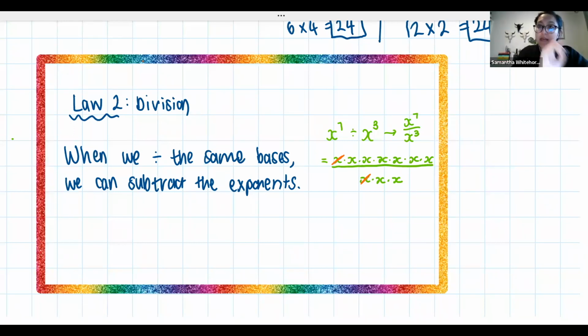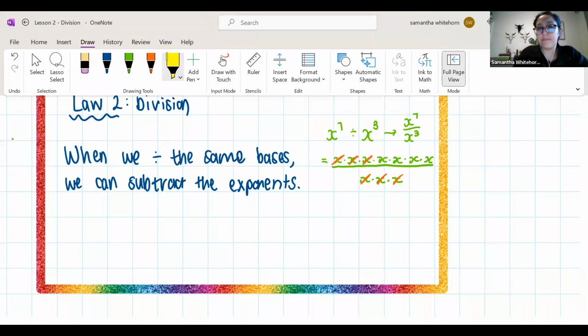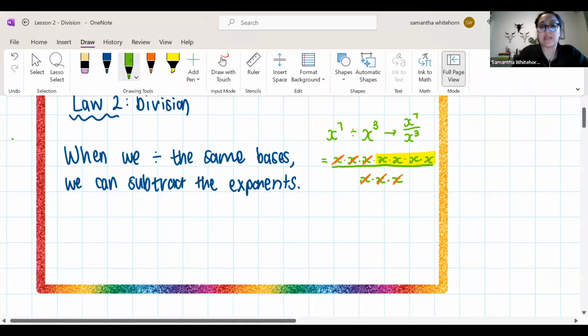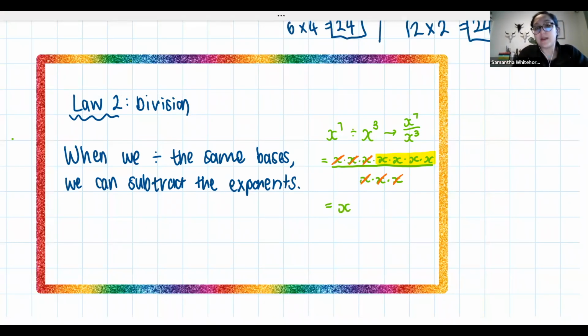So I can cancel 1x with 1x at the bottom, a second x at the top with a second x at the bottom, a third x at the top with a third x at the bottom. And once I've canceled out all available x's in my denominator, I'm left with 4 x's in my numerator. Now I know that if I'm saying x times x times x times x 4 times, what I'm left with is x to the power 4. And so what I've done is I've simplified my initial sum, x to the power 7 divided by x cubed.